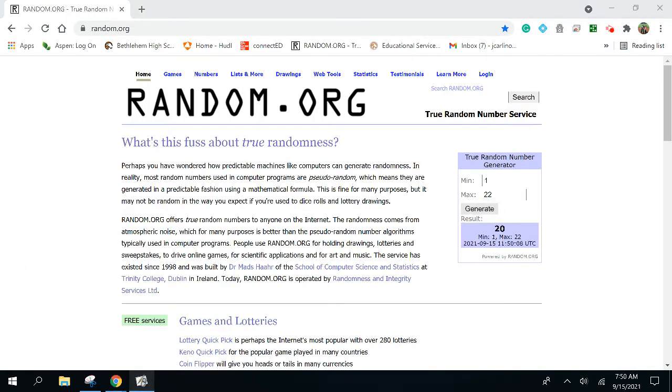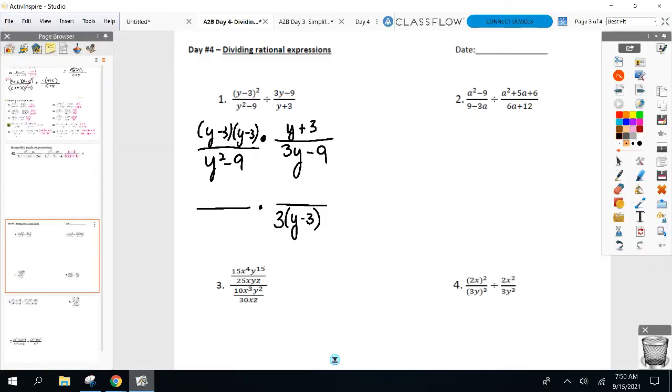The y squared minus 9 can be (y minus 3) and (y plus 3). Y to the second, or y squared. Thank you. Yep, y plus 3, y minus 3. Good work. And then everything else is already done.